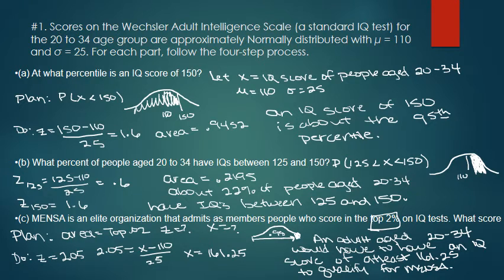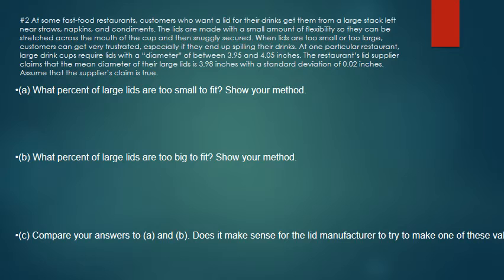All right, so let's look at number 2. At some fast food restaurants, customers want a lid for their drinks. They get them from a large stack left near straws, napkins, and condiments. The lids are made with a small amount of flexibility so they can be stretched across the mouth of the cup. So when the lids are too small or too large, customers get very frustrated, especially if they end up spilling their drinks. At one particular restaurant, the lids require a diameter between 3.95 and 4.05. The mean is 3.98 and the standard deviation is 0.02. So what percentage of lids are too small?